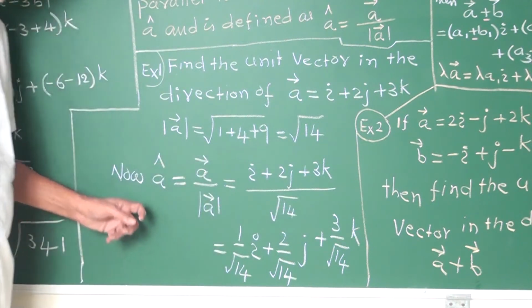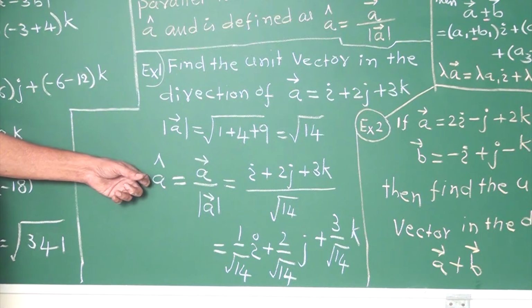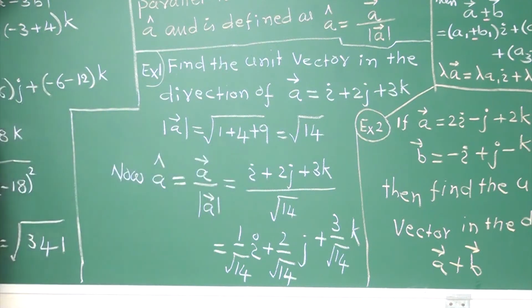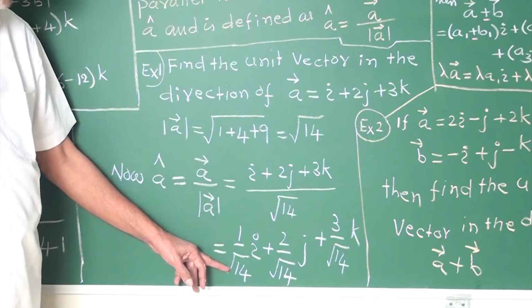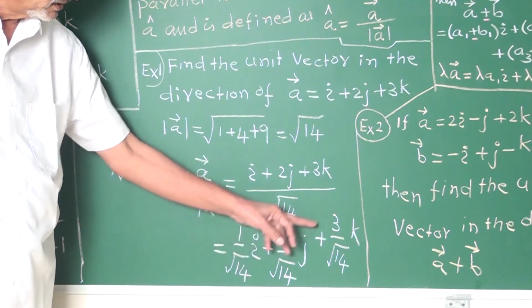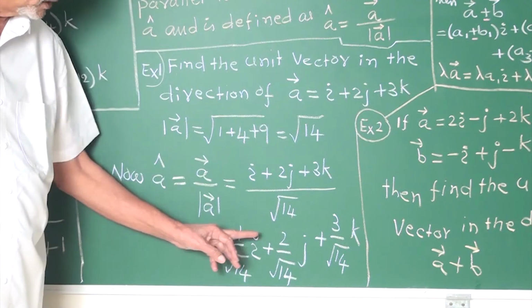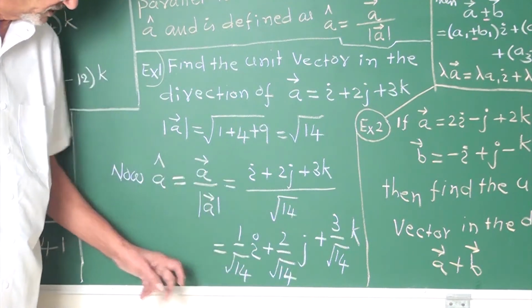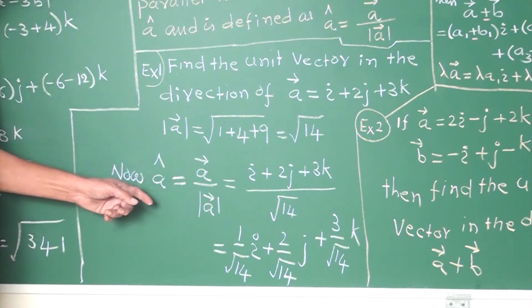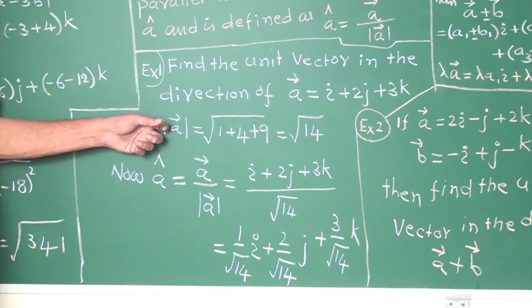It is also what, my friend? This A cap is expressed in terms of this. Now if you take its magnitude, what is the magnitude of this? 1 by 14 plus 4 by 14 plus 9 by 14. 1 plus 4 is 5, plus 9 is 14, divided by 14 is 1, my friends. Yes, my friend, this is A cap.